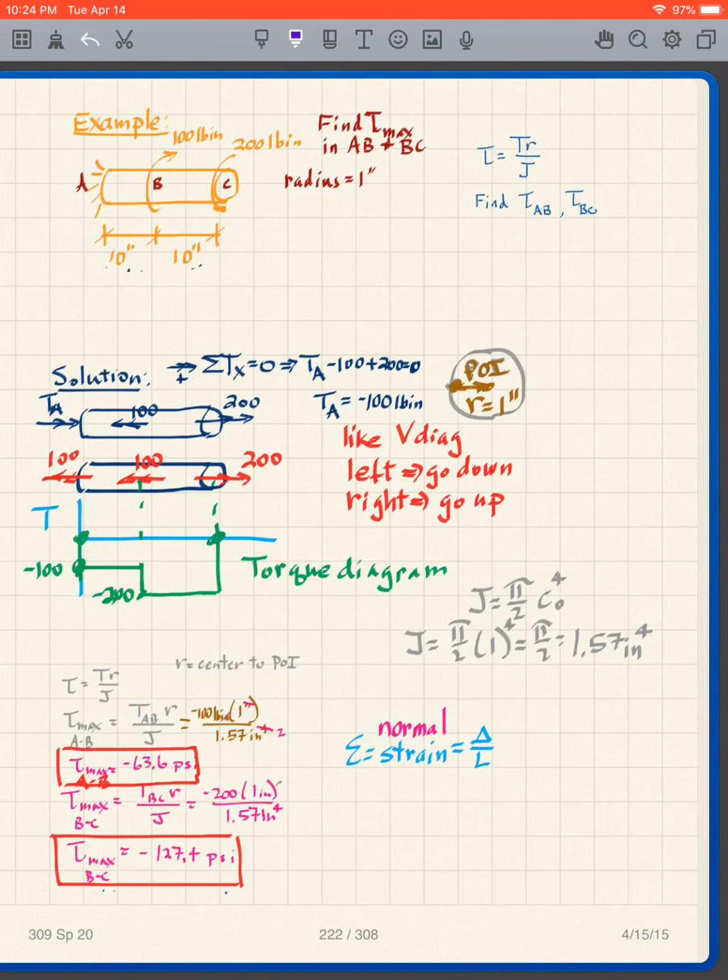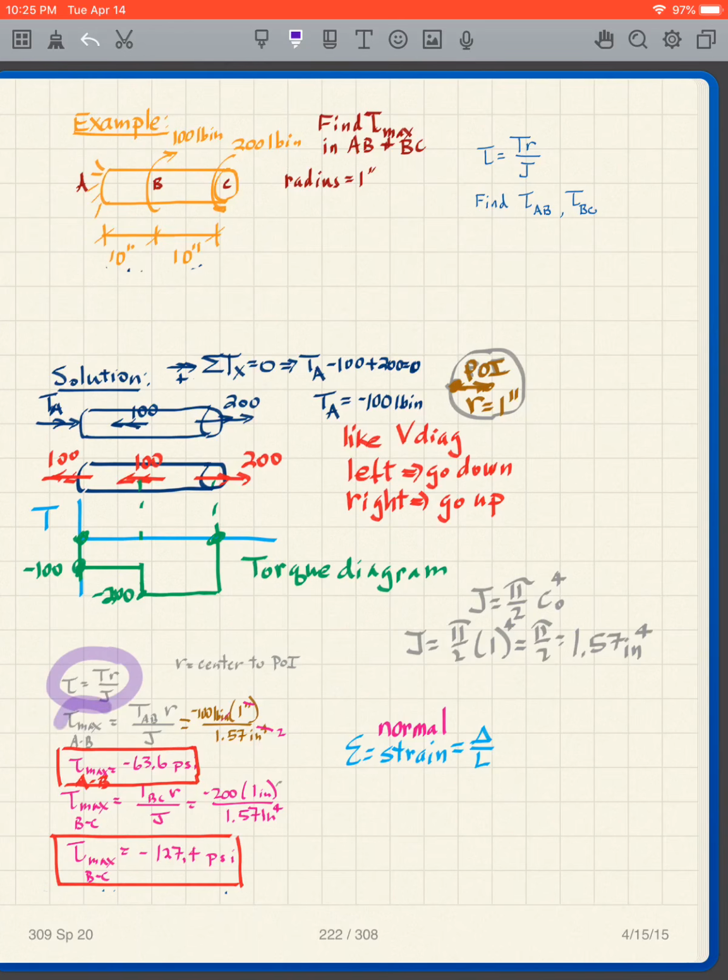So that's the value of it. We get our J. It's a solid cylinder, so J is simply pi over 2 times c to the fourth. And since the radius, which is c, is 1, we just plug it in. We get 1.57 inches to the fourth. So I now apply my equation that tau is equal to TR over J.